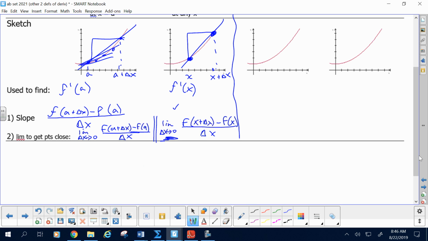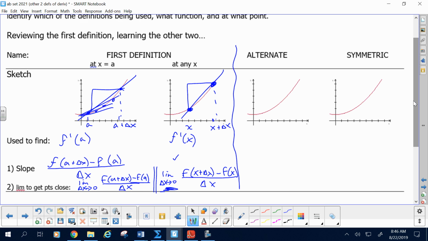All right, let's get to the new stuff. The alternate definition is used to find the derivative at a certain number again. So it's kind of like that first one. I want the derivative at 2. What do you think? Right. Throw that point down. It doesn't really matter where. It could be any point.